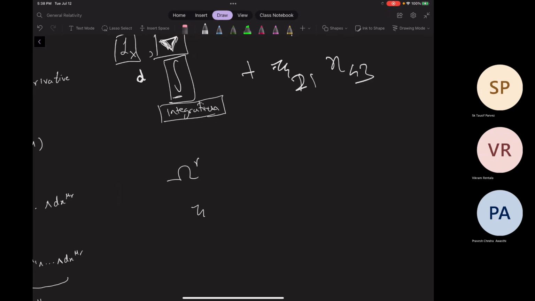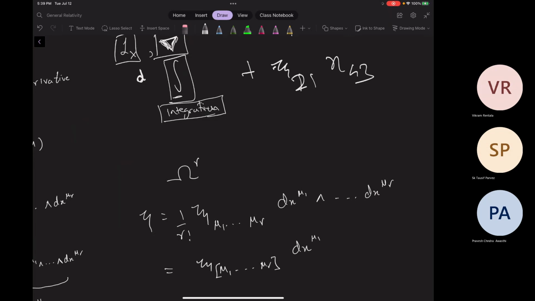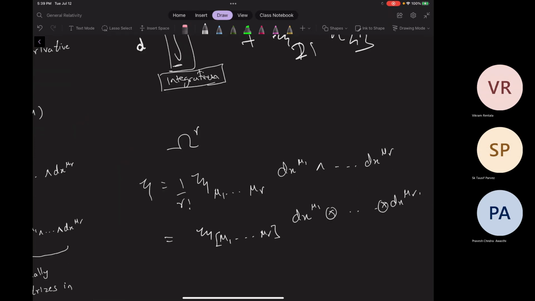If omega belongs to that space, or xi, then we will write xi with anti-symmetrized coefficients, and I take regular tensor products on the one forms. These are equivalent.